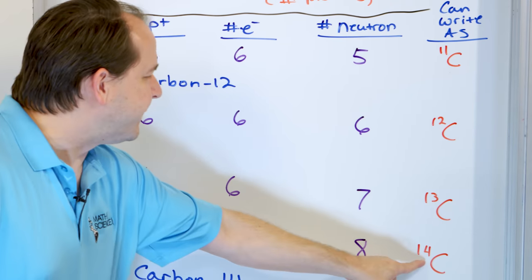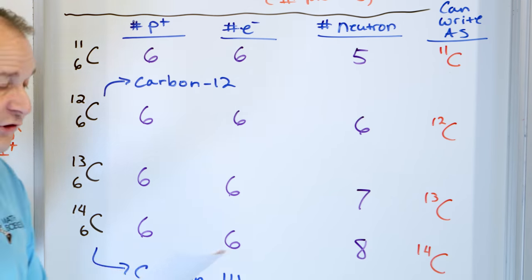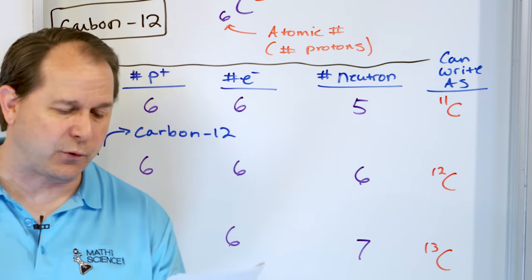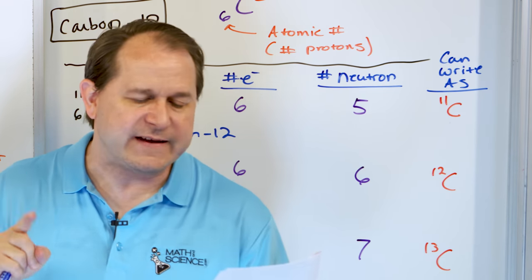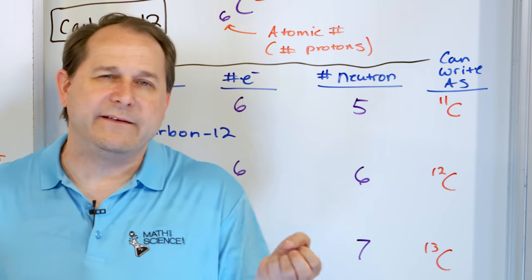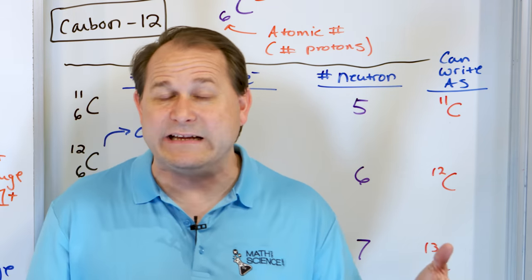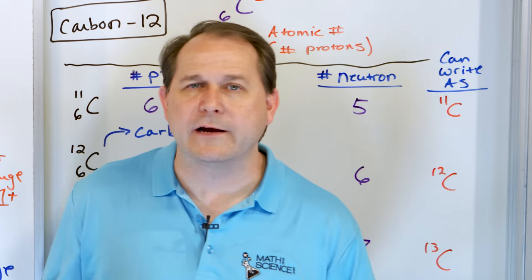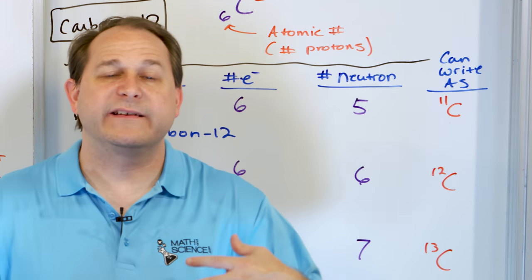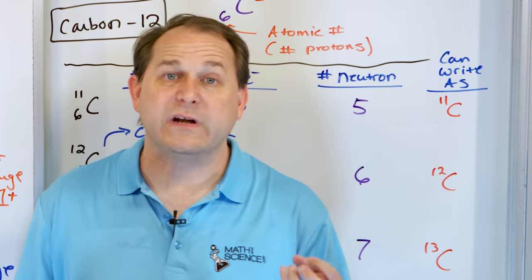And so eventually you get to something like carbon-14, which actually is radioactive itself. Carbon-14, I looked it up, it has a half-life of 5,730 years. That means if I have a bucket of carbon-14, the radioactive version of carbon, it's going to look like carbon, it's going to smell like carbon, it's going to react like carbon, it's going to behave like carbon, but it's going to be radioactive.